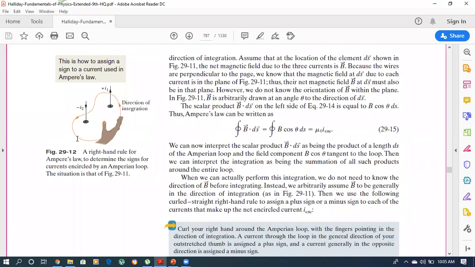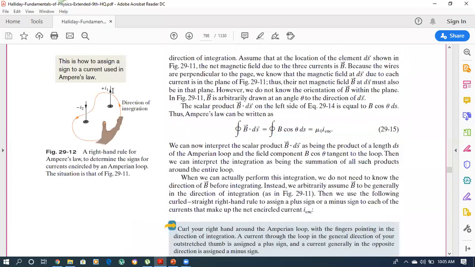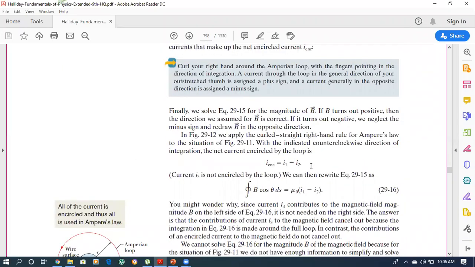Now, according to figure 29.12, we will consider the net current rather than only one current. It may be in the opposite direction. If the magnitudes are the same, the situation will be different. If their magnitudes are different, one is a larger current and the other a smaller current, then we will write down the net current enclosed by this closed surface as I1 minus I2. Now, if I1 and I2 are the same, then the net current will be zero, so the net magnetic field enclosed by this Amperian loop will be zero. If they are different, one larger and one smaller, then the situation will be different.